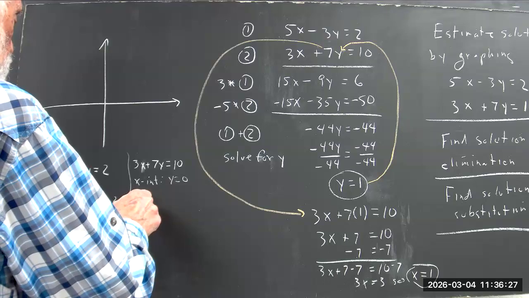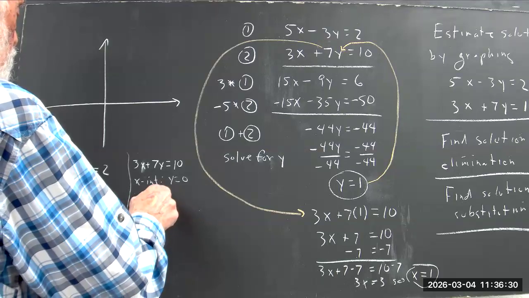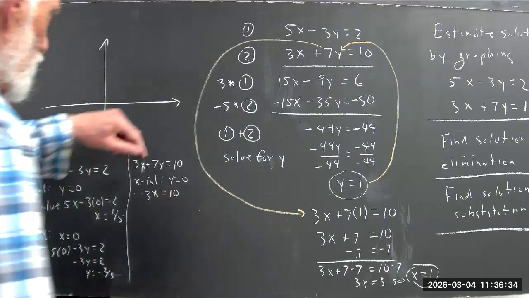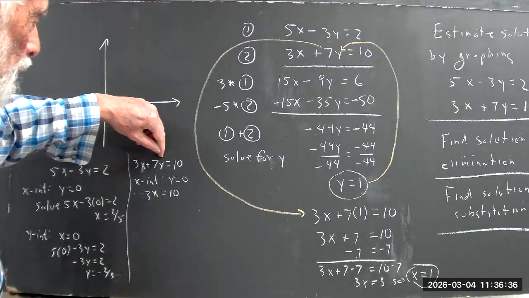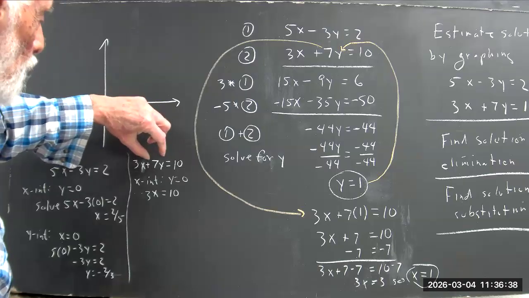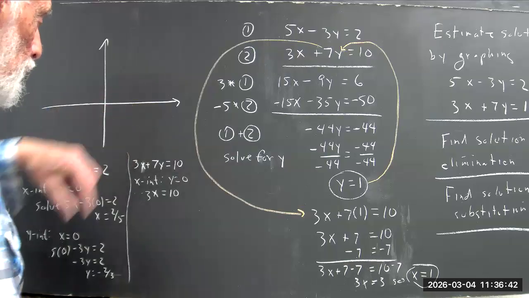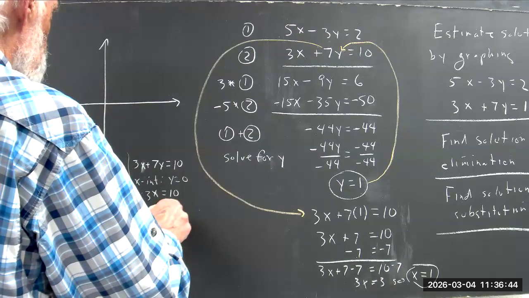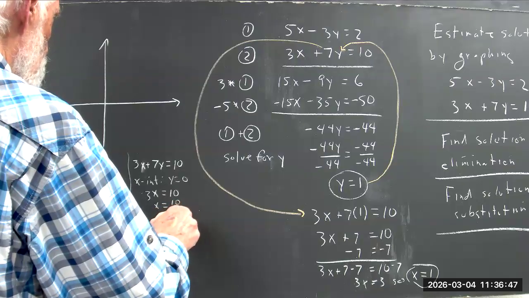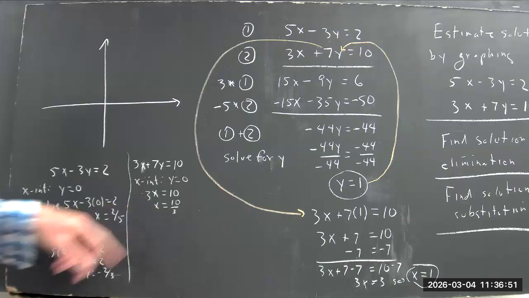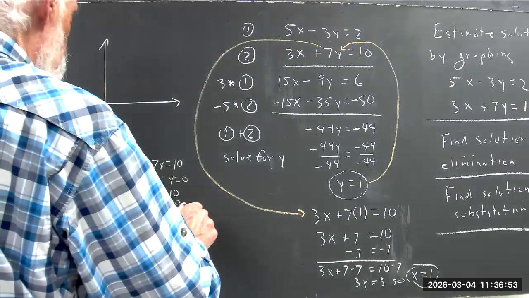So we're going to have then just 3x equals 10. Now I have skipped a step there. I didn't write 3x plus 7 times 0 equals 10 because I know that 7 times 0 is 0. So the left-hand side will just be 3x. And then we get x equals 10/3. Now notice that this fraction is greater than 1. It's 3 1/3.